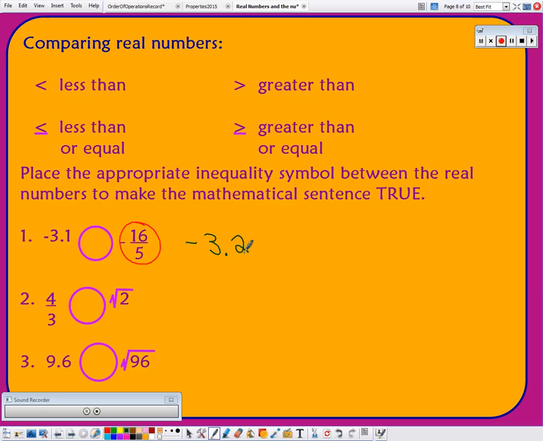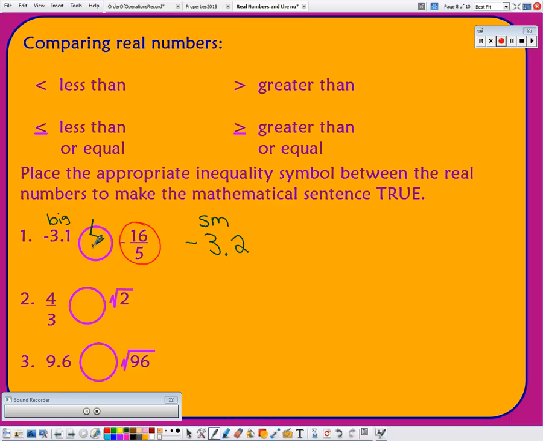So which one is larger? Which one is smaller? Remember, these are negative numbers, so the bigger your number looks, the smaller it is. So this negative 3.2 is our smaller number, and negative 3.1 is our bigger number. To put this in our elementary way, the alligator eats the bigger number. So negative 3.1 is greater than negative 3.2.